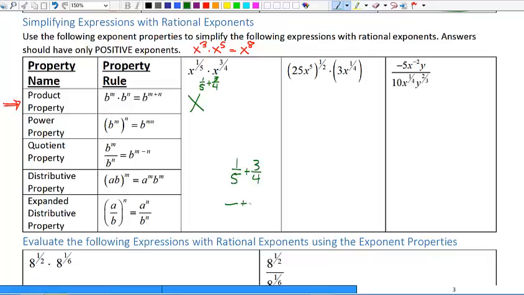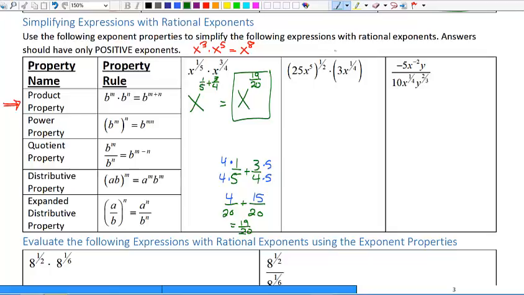I need a common denominator. Remember, when you're adding fractions, that's when you need a common denominator. Looks like the LCD is 20. So I am going to multiply the numerator and the denominator of the first fraction by 4/4. So that gets me 4/20. On the second fraction, I need to multiply by 5/5, which gets me 15/20. So 4/20 plus 15/20 gets me 19/20. So my final answer is x to the 19/20. There's nothing else I can do to simplify that or make that any better.